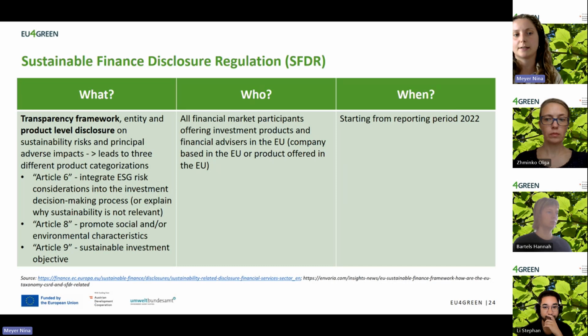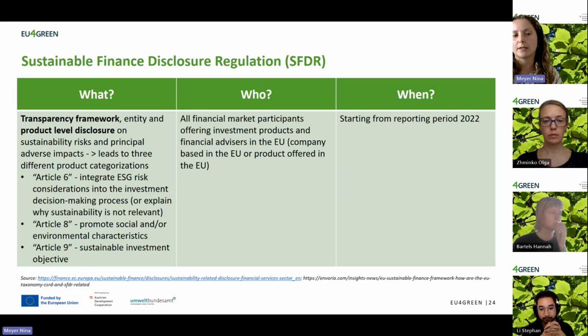Let's have a look at the Sustainable Finance Disclosure Regulation, the SFDR. This is a transparency framework that asks companies to disclose the sustainability risks and principal adverse impacts on a product level. This leads to a categorization of the products into Article 6, Article 8, and Article 9 products.